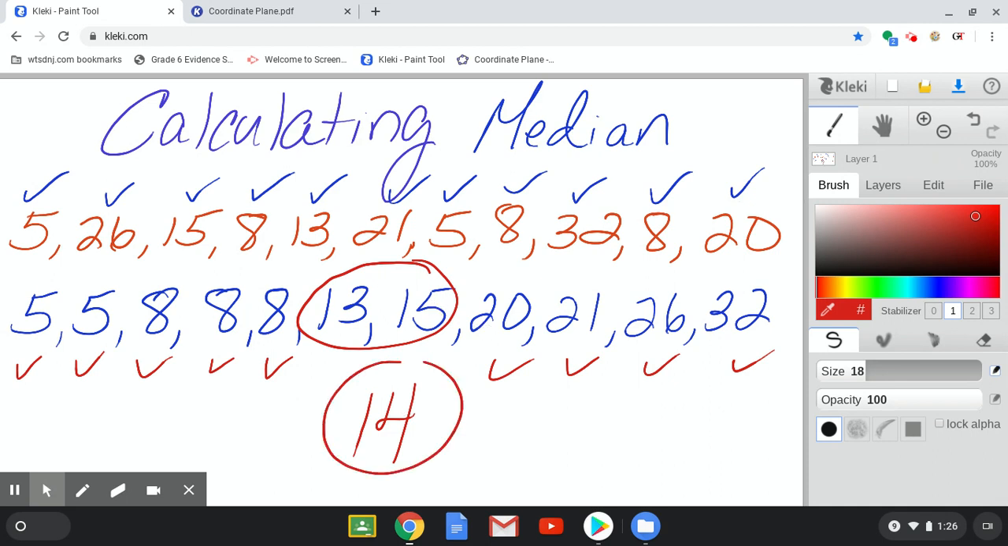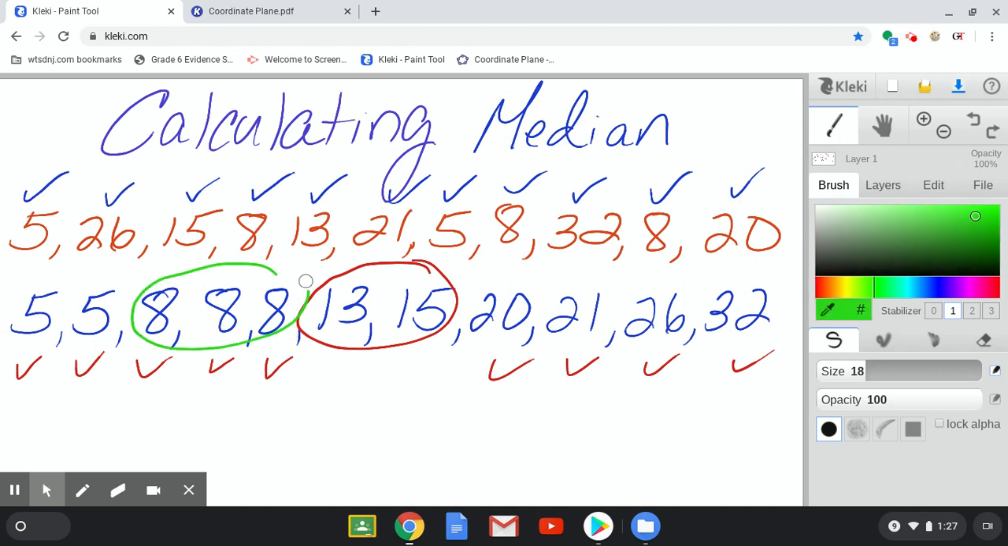Okay. Next is finding the mode. Mode is pretty simple. For finding the mode, you are looking for the number that appears most often. So this is where you're going to want to look at your numbers from least to greatest. When they're in order from least to greatest, it's easiest to see what your mode is. In this case, the number we see most often happens to be 8. We have 3 of those. So our mode would be 8.